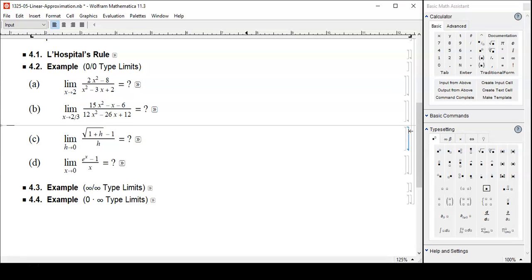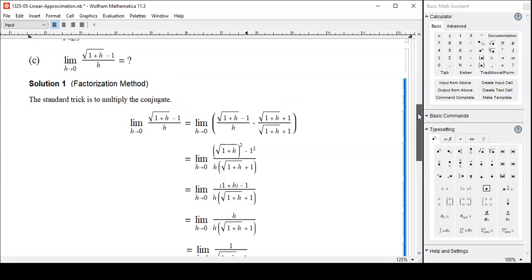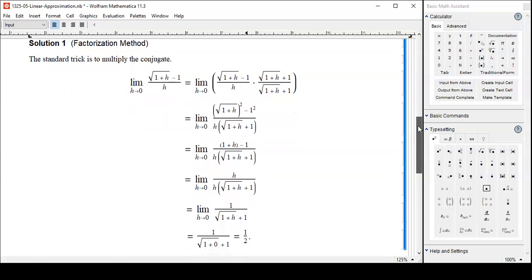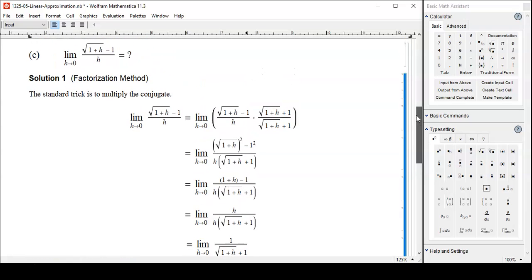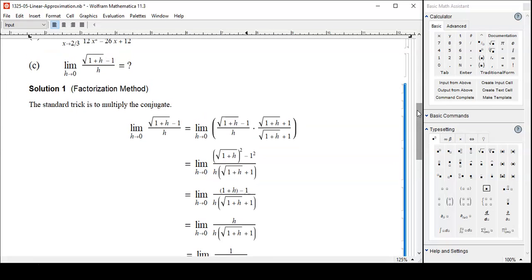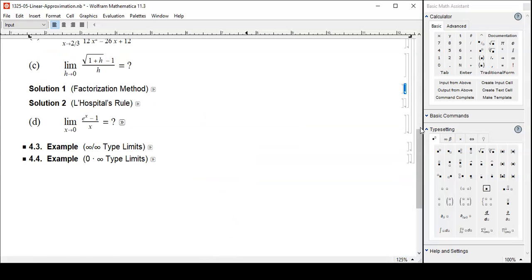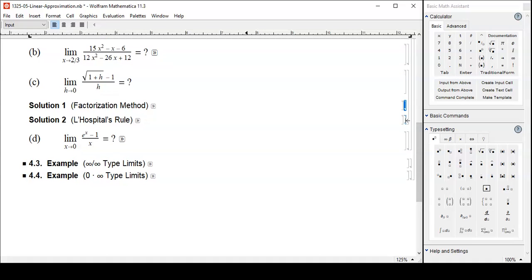Okay, let's go to the next problem here. If you're going to use the factorization method, oh boy, it's this complicated. I think I warned you before in lesson 2, right? Here's a method, yeah, but we're going to learn an easier method later. That's what I said, I think. Indeed, let's apply L'Hopital's rule.